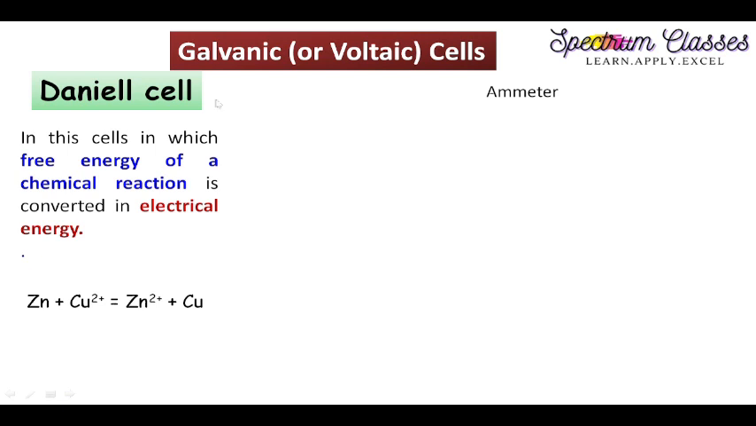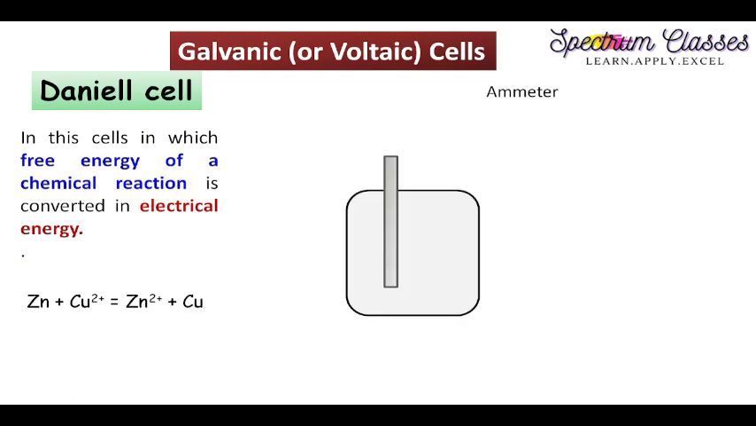Now we are coming to the galvanic or voltaic cells. So I am taking the example of Daniell cell, and as I mentioned earlier, in this kind of cell, free energy of the chemical reaction is converted into electrical energy, and I have given the example of zinc and copper. So here zinc on reaction with copper 2 plus will produce zinc 2 plus and copper metal. Now I am going to give you the arrangement of Daniell cell.